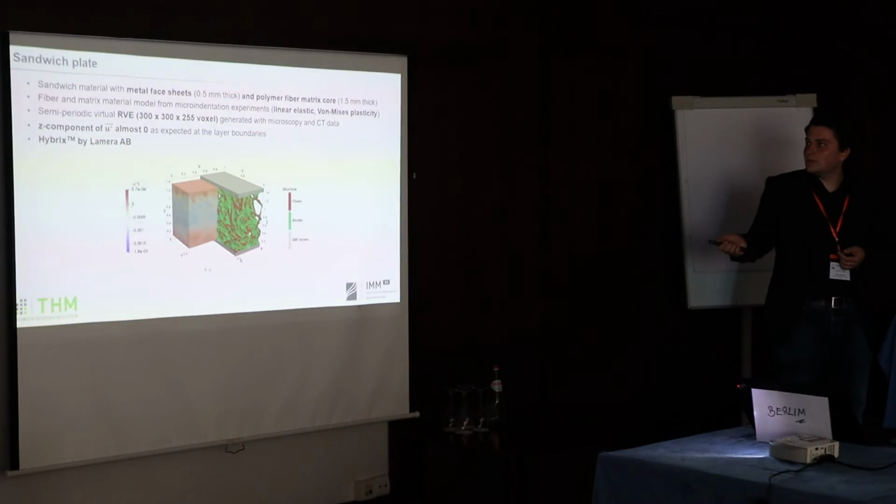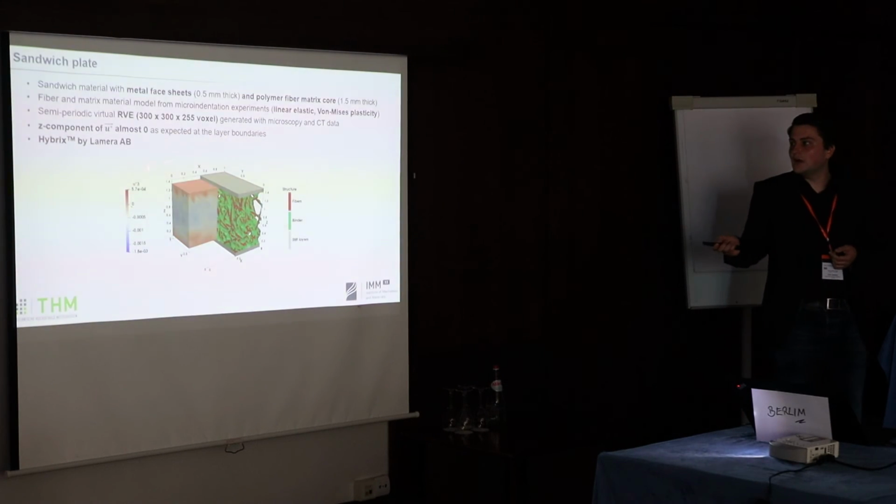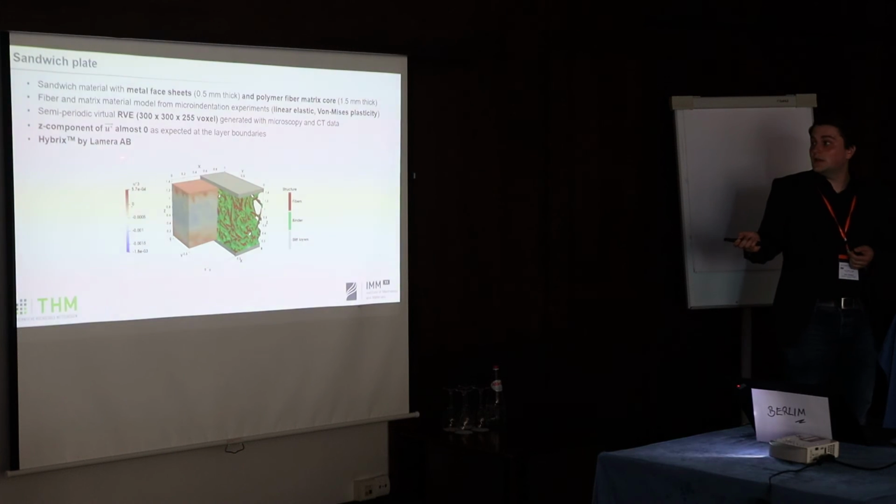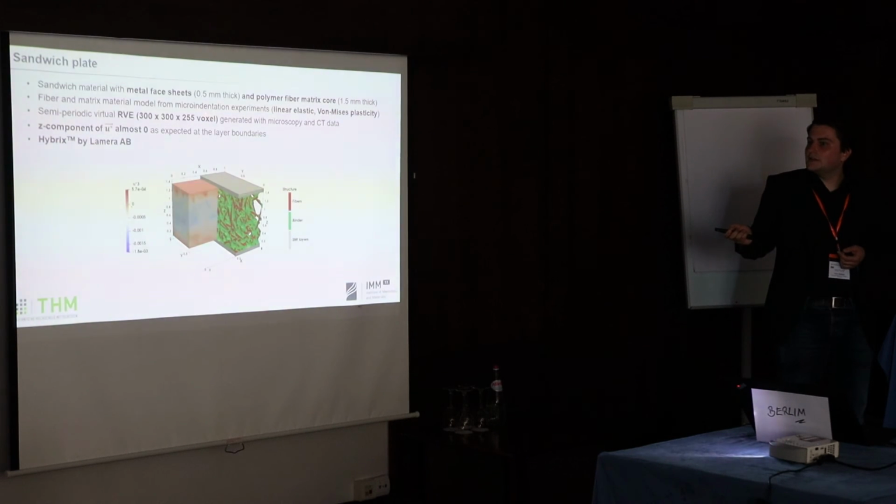So now let's come to some applications. And here we have Hybrix, which is produced by Lamera. It's a sandwich material with 0.5 mm thick face sheets and a polymer fiber matrix core. The fiber matrix material model has been obtained from indentation experiments for yield plasticity and elasticity. I have a semi-periodic RVE in this direction here, and this direction is not periodic because this is a layer boundary, and this has been generated with microscopy and CT data.